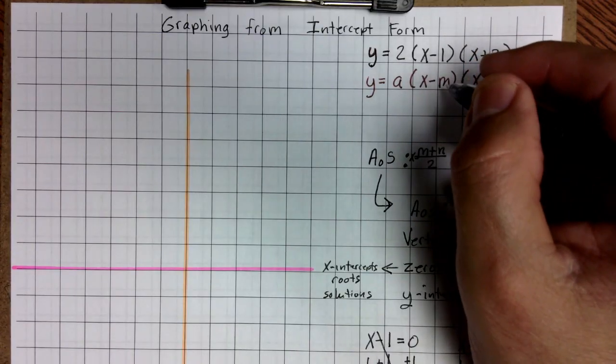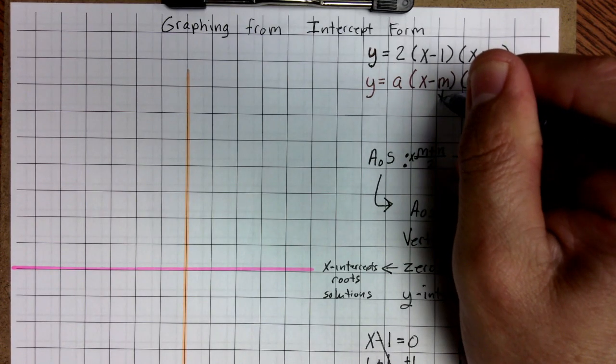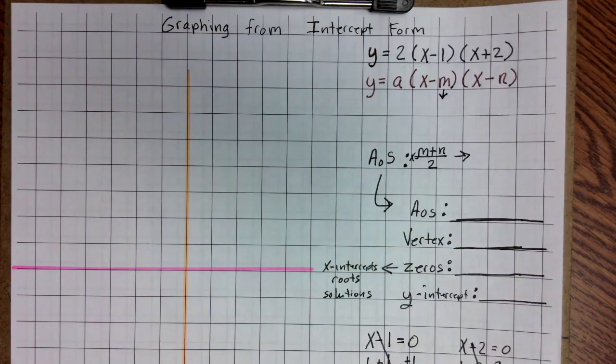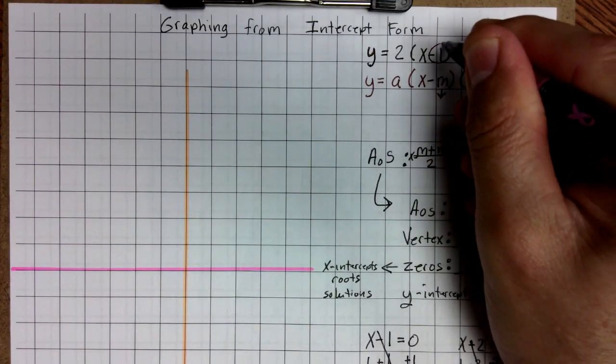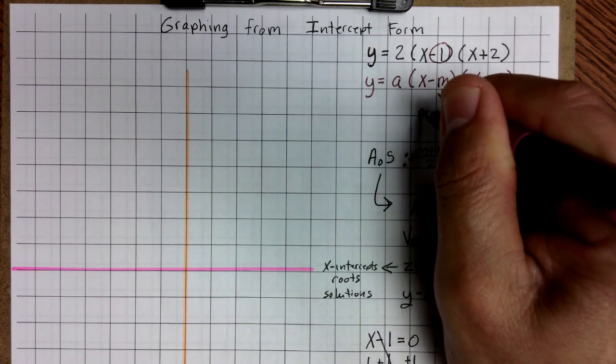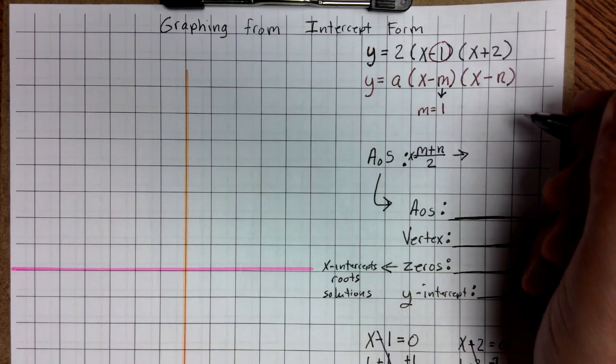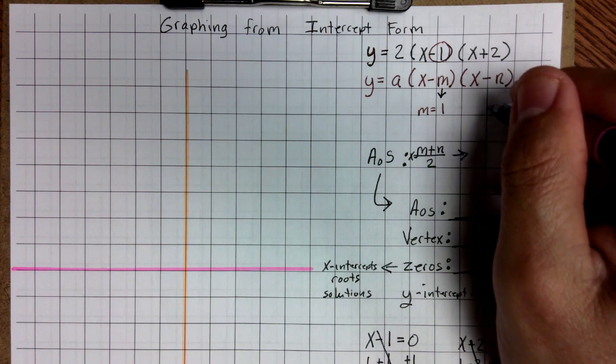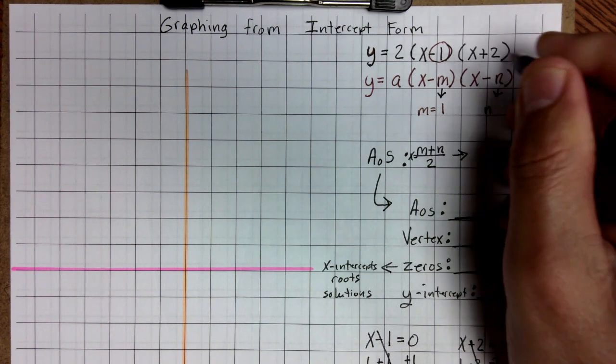So just to give you an example of what I mean by that, for my m value, I'm just going to change the sign of this value right here that you see representing m, which is negative 1. So m is actually equal to positive 1. And n is equal to negative 2.